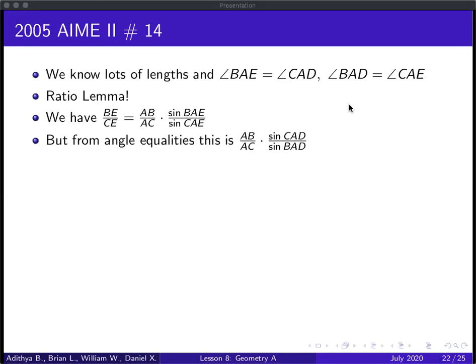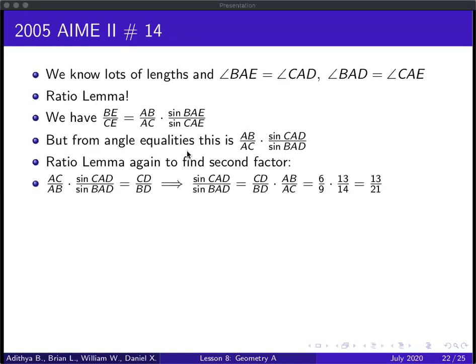But now that we have a ratio of sines CAD and BAD, we can use the ratio lemma again to find what this number is. So let's write a second ratio lemma equation. So AC over AB times sine CAD over sine BAD is equal to CD over BD. So just focusing on that first equation, we write another ratio lemma equation. And since we want to find sine CAD over sine BAD, we move everything else to one side. And we happen to know all of these lengths, so we can plug it all in.